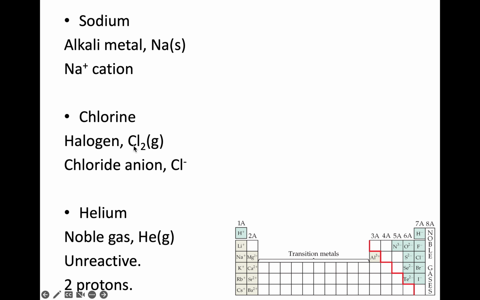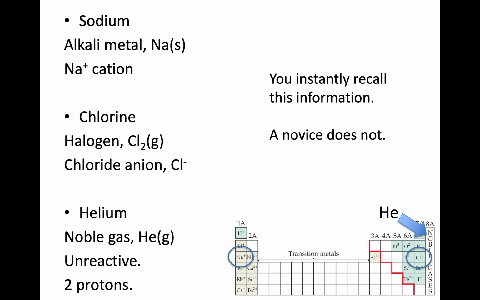Chlorine is a halogen. Cl2 molecule in its elemental form. The anion is Cl-. Helium, noble gas. It's unreactive. It has 2 protons. Even without a listed periodic table here, I think there's an excellent chance that you could place where sodium and chlorine were found. Helium's not listed here, but I'm really confident you could place it as well.